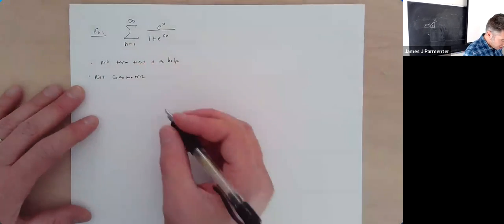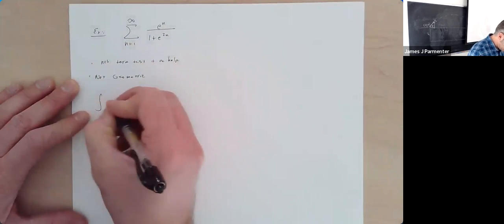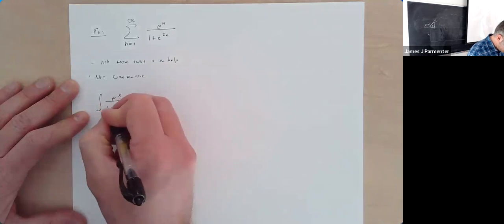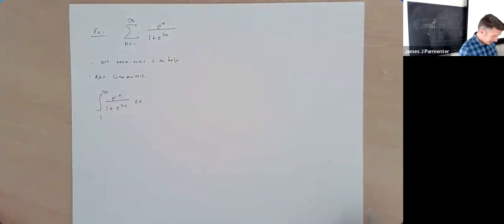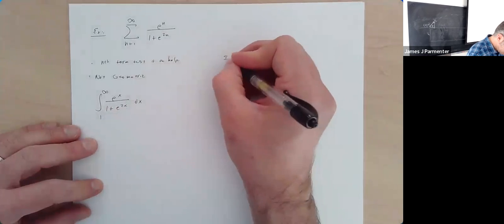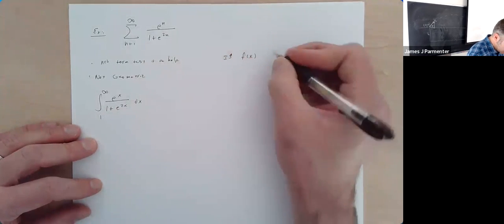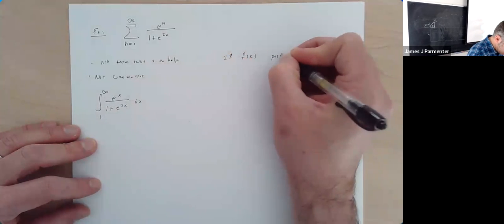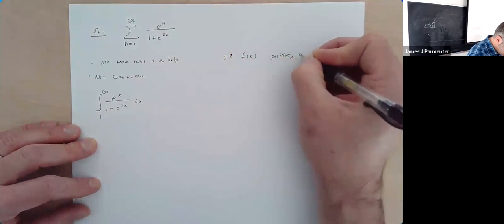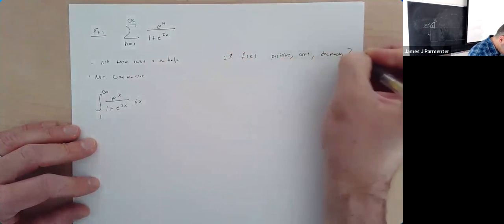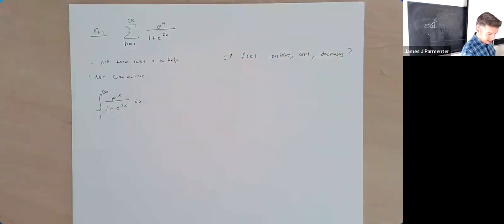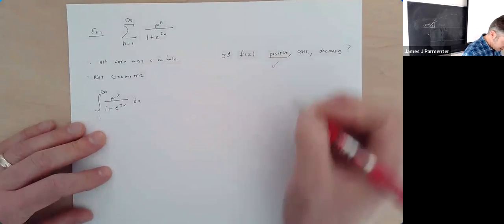So first I'm going to look at saying, can I do the integral of e to the x over 1 plus e to the 2x from 1 to infinity? And importantly, is my function f of x positive, continuous, and decreasing? The first two are usually really, really easy to check. It's for sure positive. E to the x over 1 plus e to the 2x, always positive for any value of x. So positive, check.